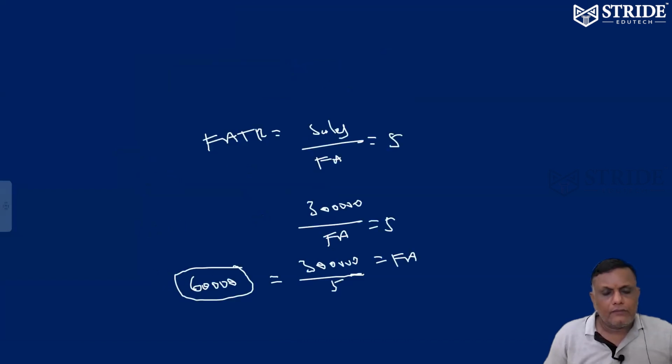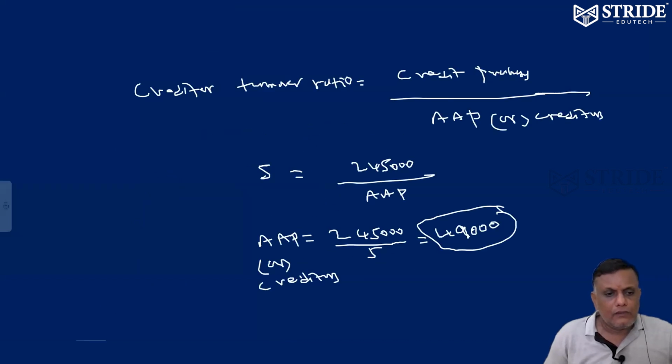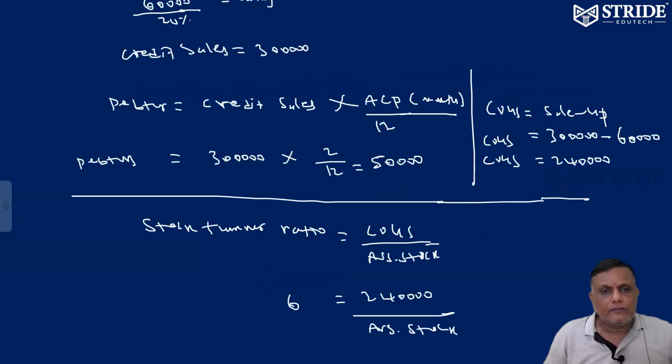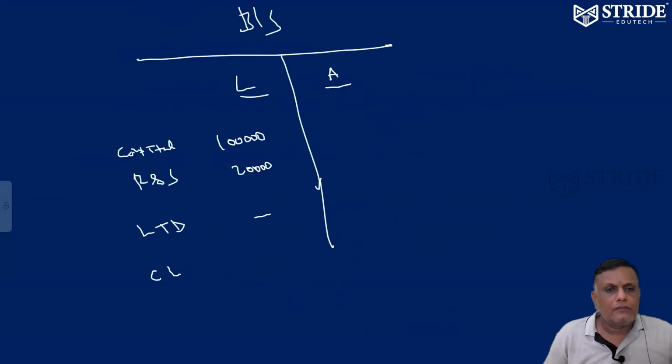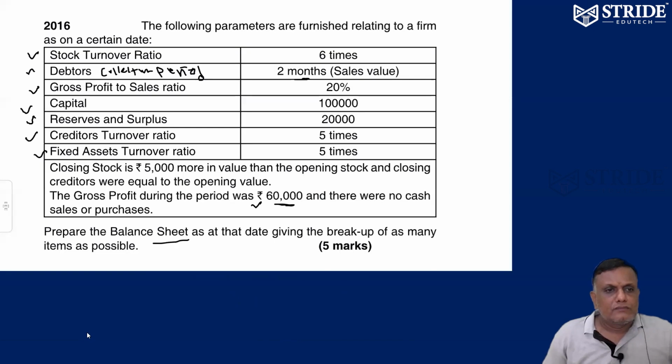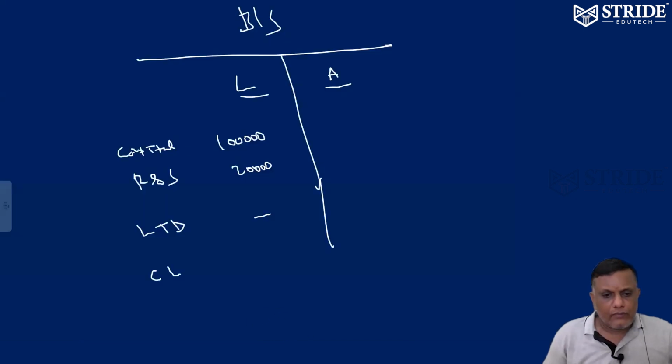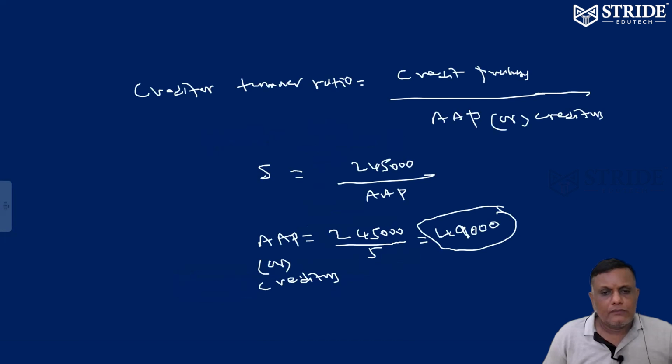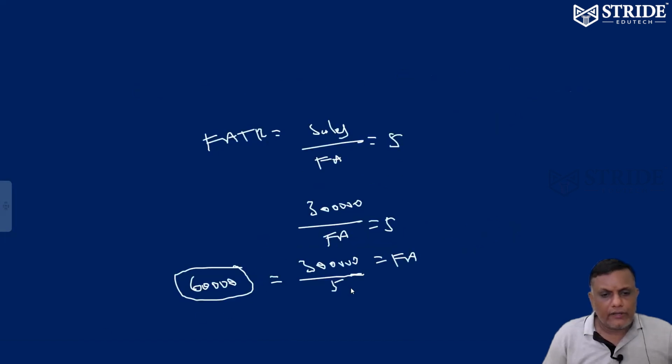Current liability: is there any current liability? So far, no. But only creditors are available. Therefore, current liability is only creditors. What is the creditors total? 49,000.